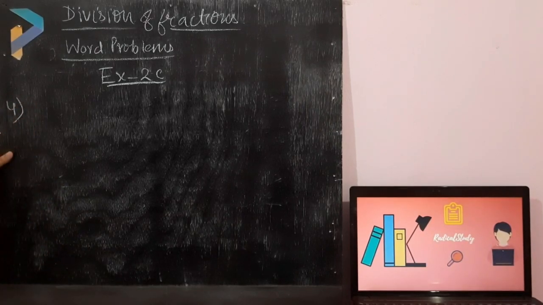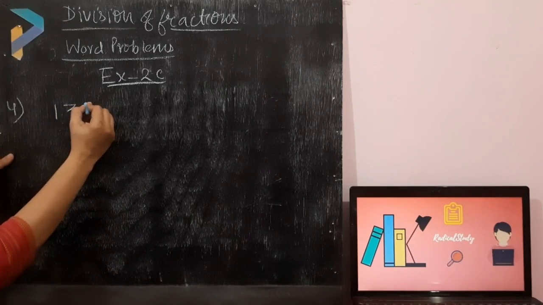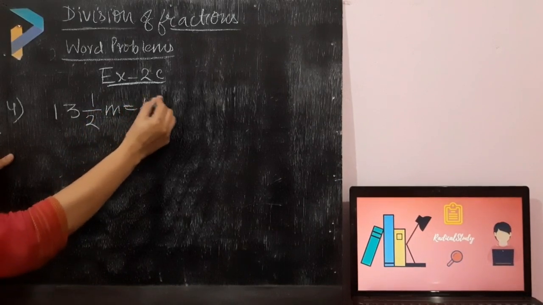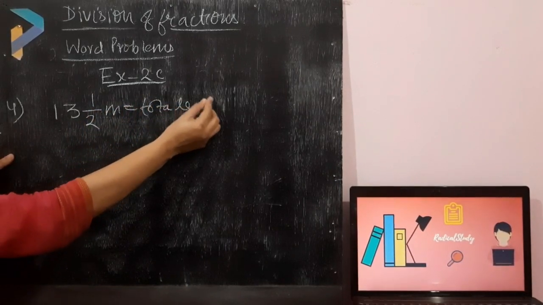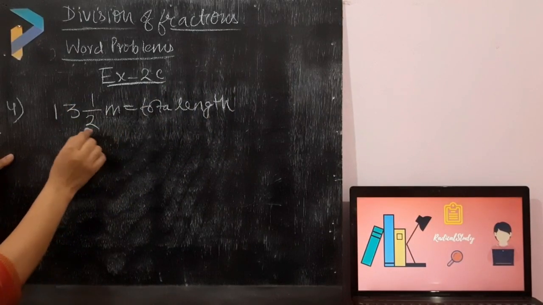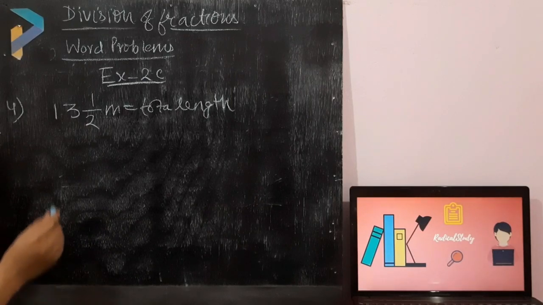I am reading the question for you. A rope of length 13 1 upon 2 meters has been divided into 9 pieces of the same length. What is the length of each piece? Okay students. Now we have to find the length of each piece. So 13 1 upon 2 meters is the total length of the rope. There is a rope which is 13 1 upon 2 meters long. Now this is a mixed fraction, so I will convert it into an improper fraction.